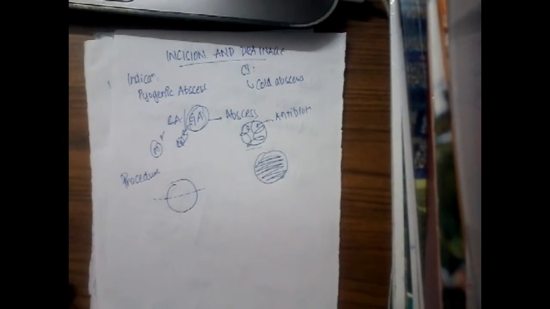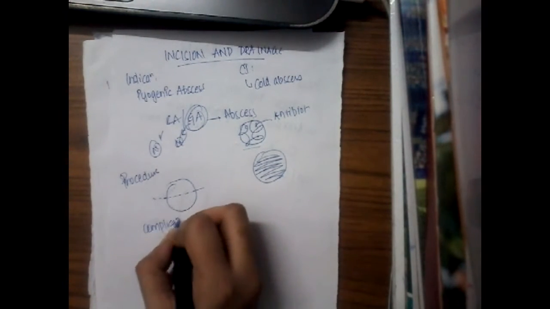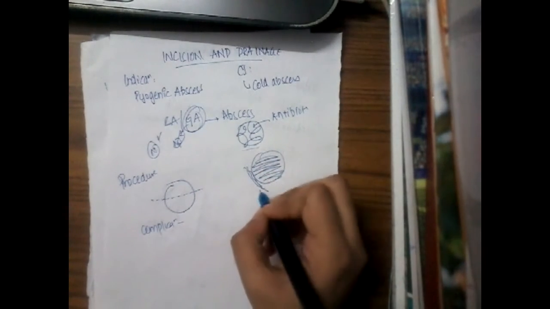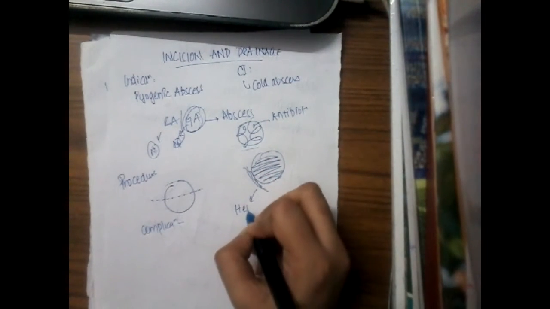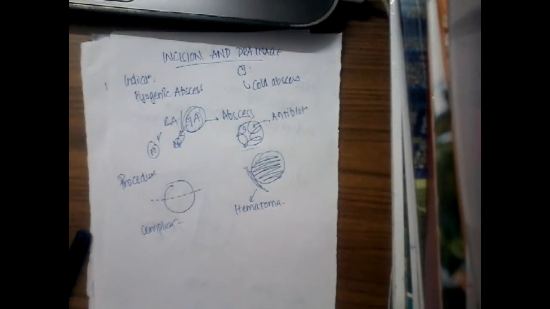Then what are the complications? The vessels which are present underneath the abscess can get injured, leading to formation of hematoma. That is one. Sometimes it can cause injury to vessels and nerves during the drainage of the abscess also. And one more thing, there is a chance of infection of the abscess. So this method of drainage is called Hilton's method of drainage.